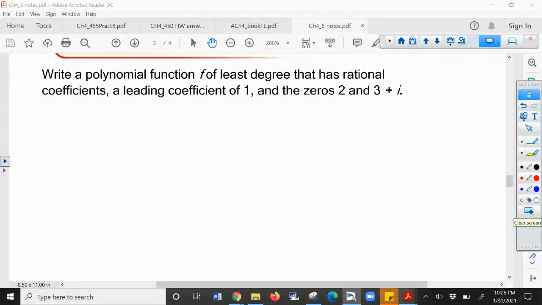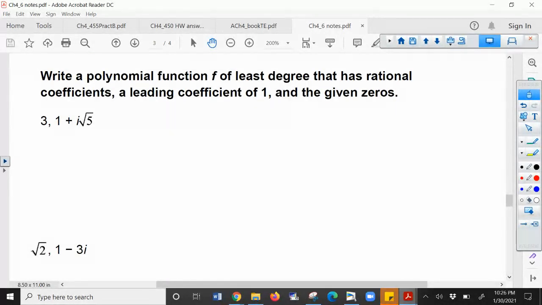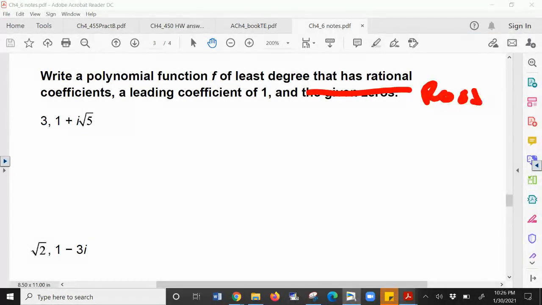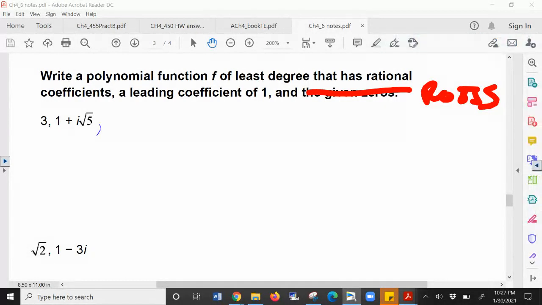All right, let's try another. Write a polynomial function. Oh, this has got square roots and i's. How exciting. The polynomial function of least degree that has rational coefficients and leading coefficient of 1, and the given roots of 3 and 1 plus i radical 5. Well, I need to get the conjugate of that thing.